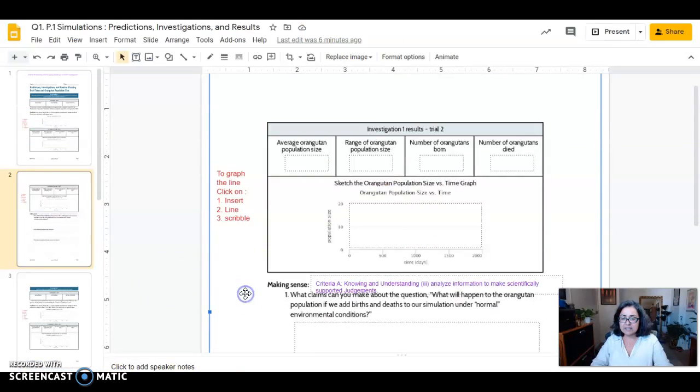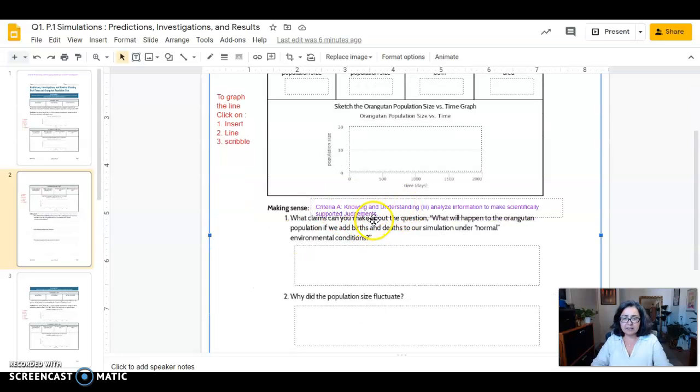And then here's where criteria A comes in, knowing and understanding. I'm going to see how you are making sense of all this simulation that you ran, okay? So it says, what claim can you make about the question, what will happen to the orangutan population if we add births and deaths to our simulation under normal environmental conditions? Go ahead and write your response. You're writing only one sentence. It's a statement. It's an answer to this question. So you would say something about that in a statement.